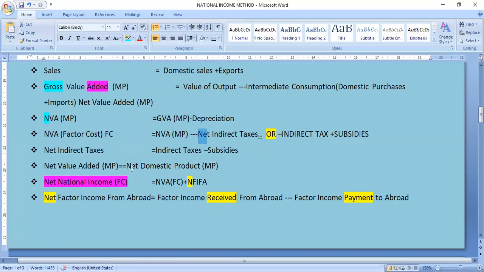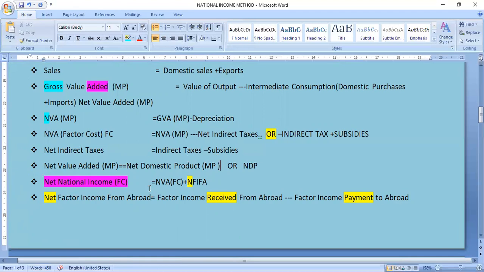Net value added is equal to net domestic product. Both are equal. See again, net value added or NDP, net domestic product. Both are equal. Now, net national income after NDP.